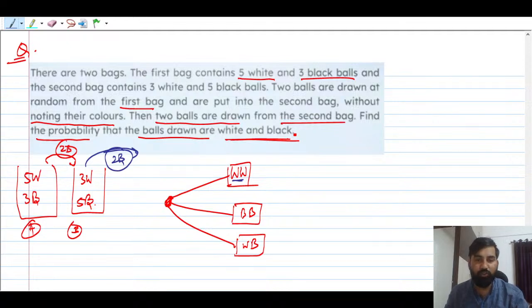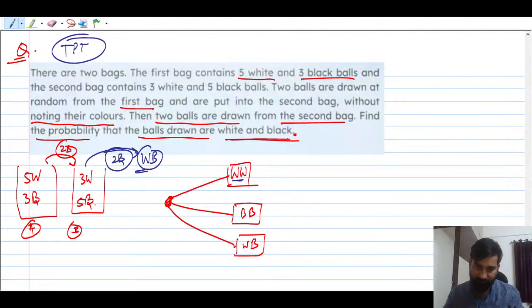Now if you're going to draw the ball from the second bag, they are saying that it should be white and black. So what is the question here? This question is based on TPT, guys, right? After you draw the ball from bag B, they are saying that it should be white and black, simple.